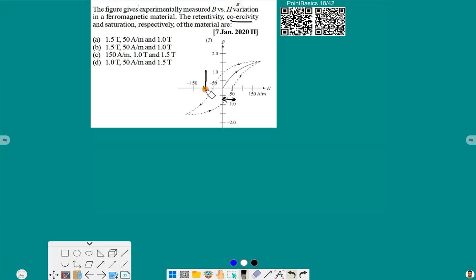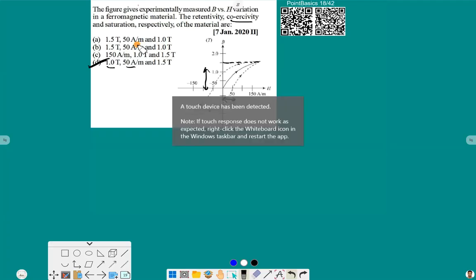So this will be retentivity. Retentivity is 1 here. So retentivity 1, coercivity 50, and saturation. Saturation is the maximum value of magnetic field reached, that is approximately equal to 1.5. So option D will be the right answer here. Now let's move to the next question.